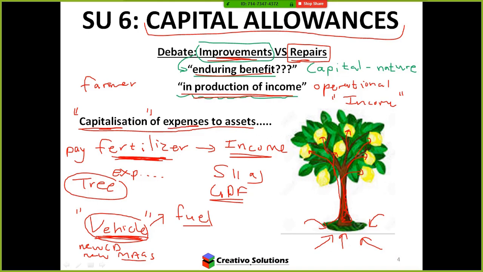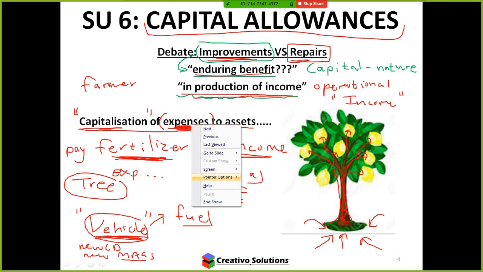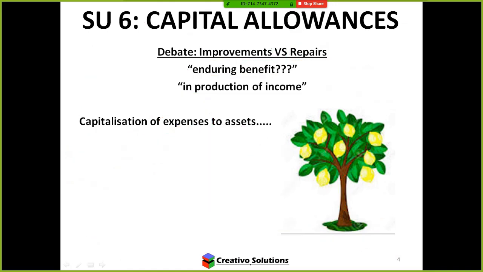So certain expenses, when we look at expenses, meaning things that we pay. When we look at accounting or finance, we talk about capex, capital expenditure, and then we talk about revenue expenditure.